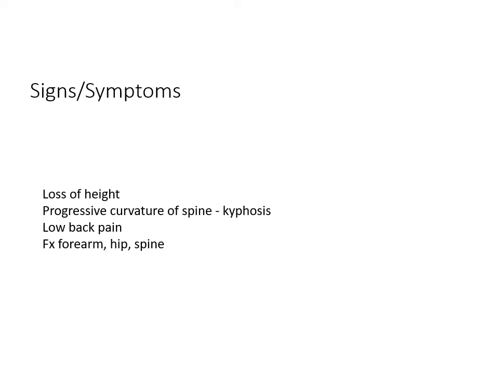What are the signs and symptoms? The first one is loss of height or decrease in the height. You may hear people say, oh, I remember him as a tall person, or I remember her as a tall person, and they look short now. This is because of osteoporosis. And progressive curvature of the spine, like kyphosis, remember I said, bending forward, lower back pain, fracture of the forearm, hips, or spine.